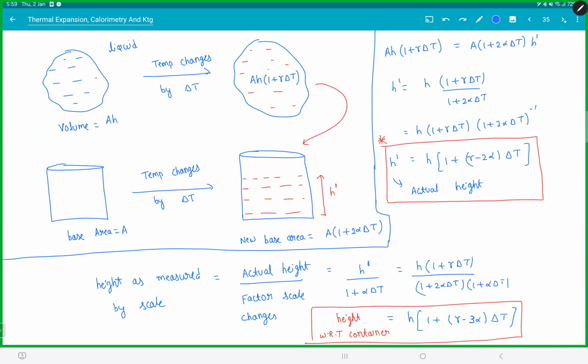So with the expansion, the volume errors won't be large. Even if you have to measure volumes, you will make sure you wait till the temperature settles down and then you measure the volume. You don't measure at a higher temperature. Clear with this?